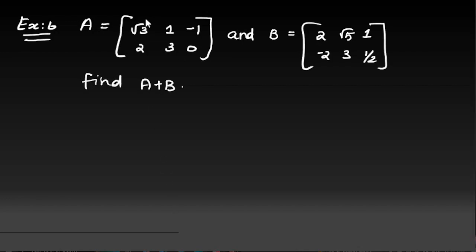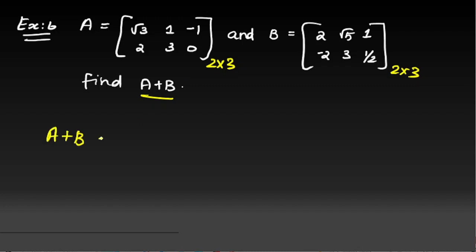Look here. First you have to read the question. A matrix is given, B matrix is given, find A plus B. Looking at the A matrix, what is the order of the matrix? First you have to check for addition. The order of the matrix here is 2 by 3, here also 2 by 3. So no problem, you can start adding, because in the case of addition the order of both matrices should be the same. So now find A plus B.